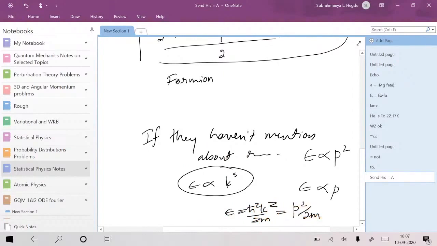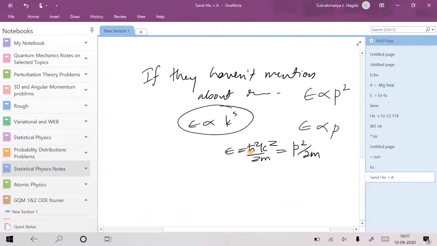Is that understood? Somebody quickly reply. I'll get to my point. You should not think about whether they are talking about the relativistic or the non-relativistic case.